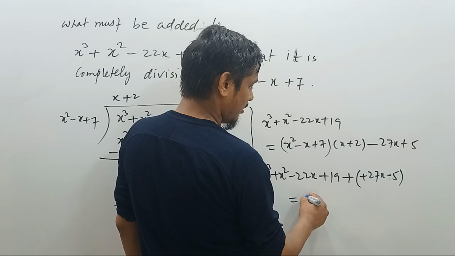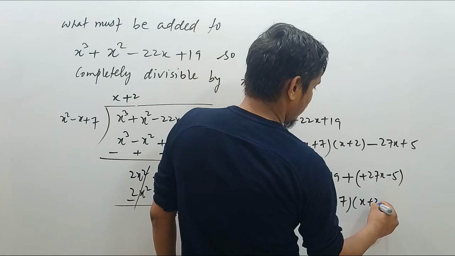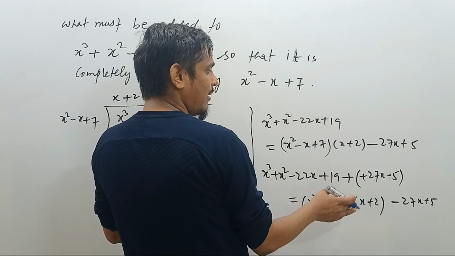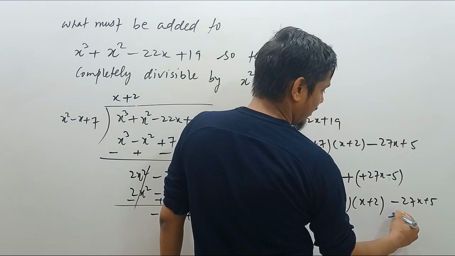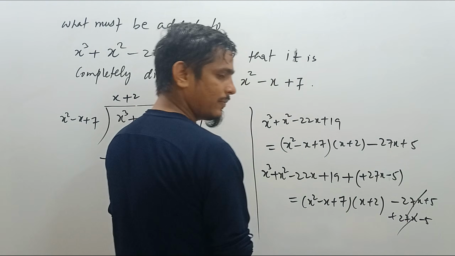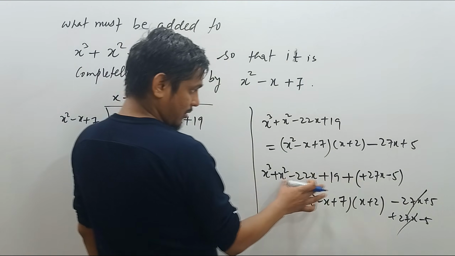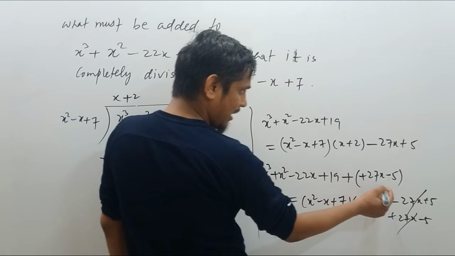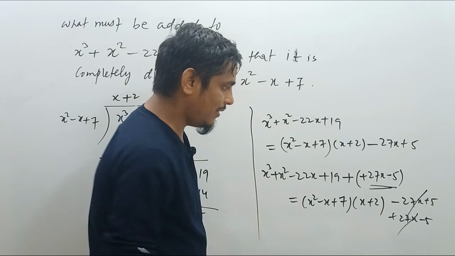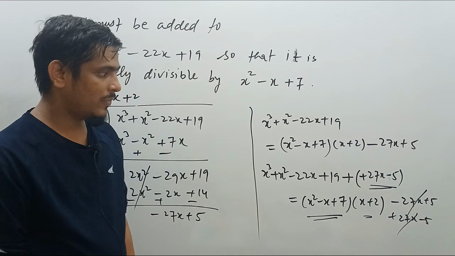Then you will get on the right side x square minus x plus 7 times of x plus 2 minus 27x plus 5, and we are adding what? We added negative of this on either side. So if I'm adding this 27x minus 5 over here, so this will be cancelled, right? This will be cancelled. Now we got this cubic polynomial, in that when we are adding this number, then we'll get there is no remainder. The divisor is this one, and the quotient is x plus 2. The remainder is 0.